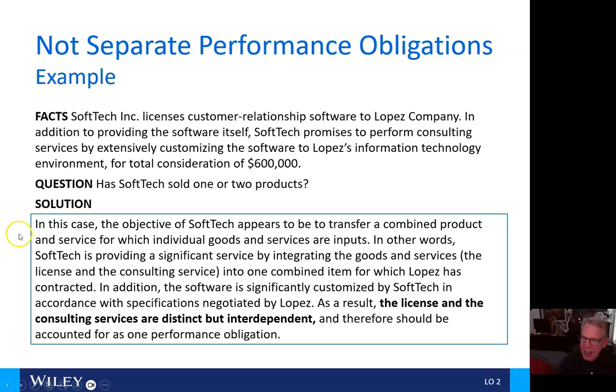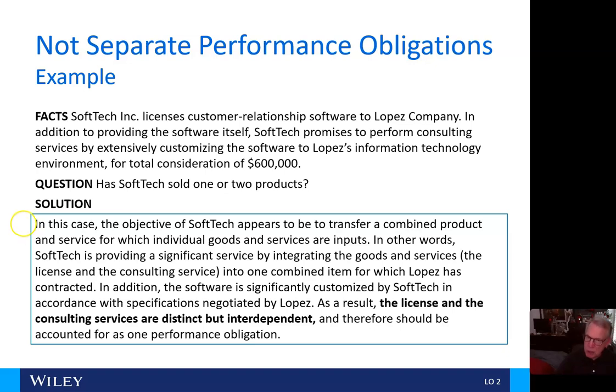Well, in this case, the objective of Softtech appears to be a transfer of a combined product and service for which individual goods and services are inputs. In other words, Softtech is providing a significant service by integrating the goods and services, the license and consulting service, into one combined item for which Lopez has contracted.